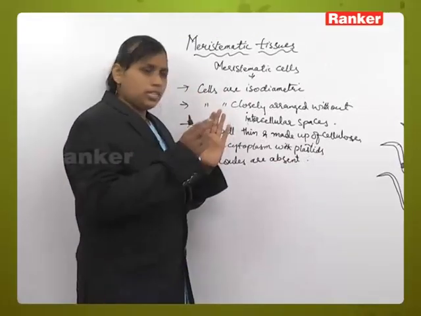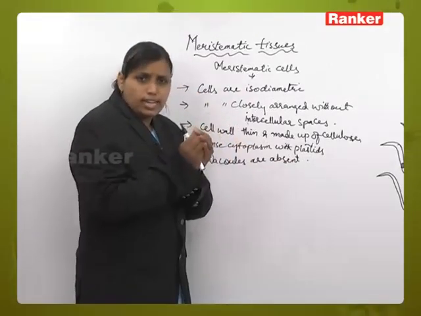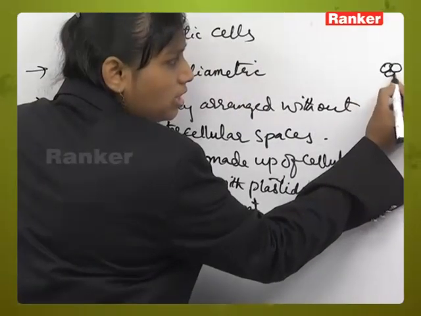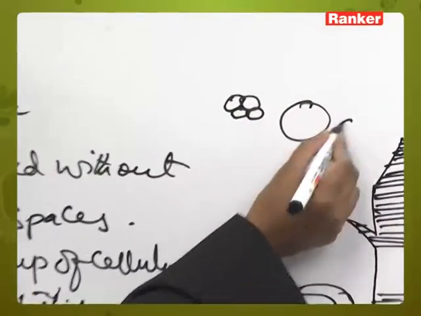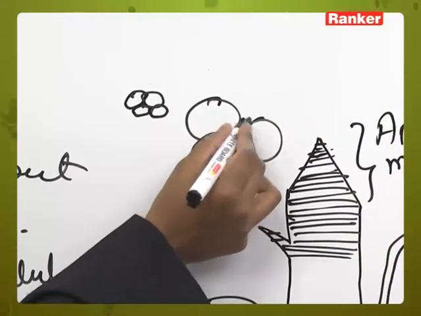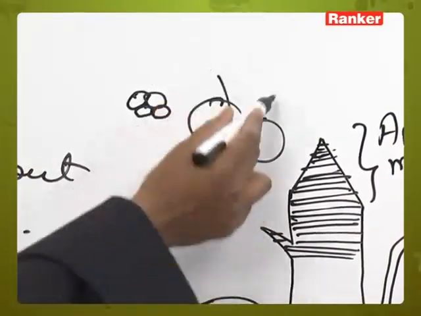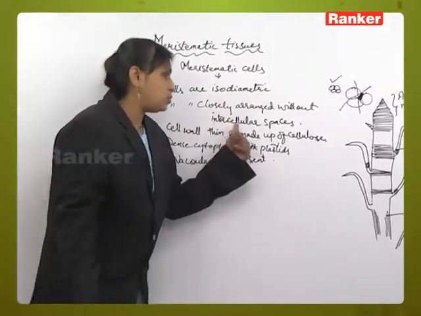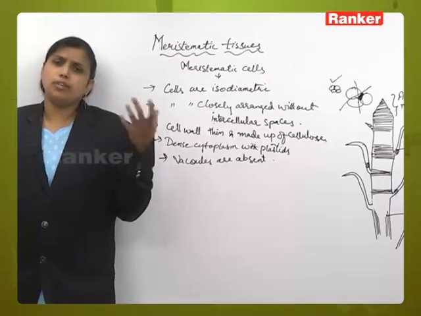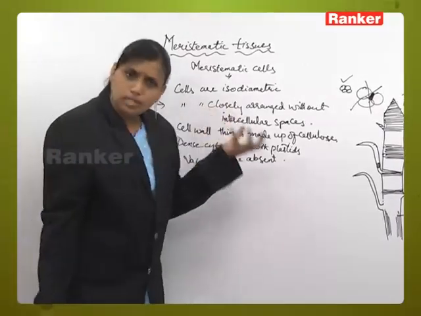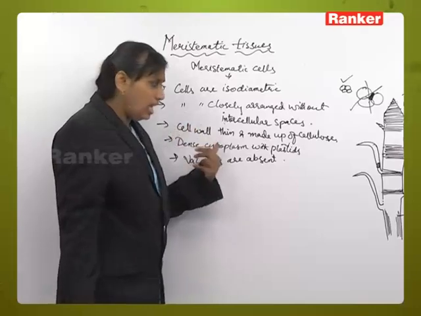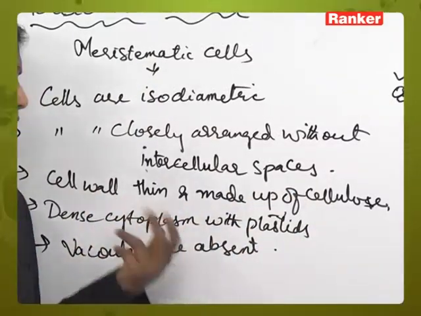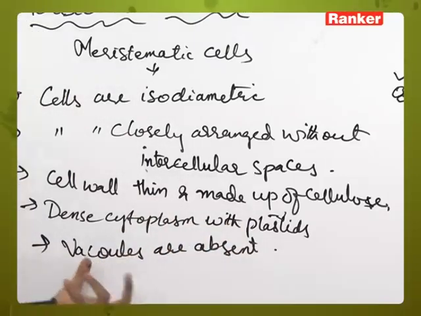What cells are mostly isodiametric? These cells are closely arranged without intercellular spaces, something like this. There is no intercellular space. Intercellular space means the space between the cells. So we have closely arranged cells without any intercellular spaces. Now the cell wall composition of the meristematic cell is thin and mostly made up of cellulose, and these cells have dense cytoplasm with plastids, and we don't have vacuoles.